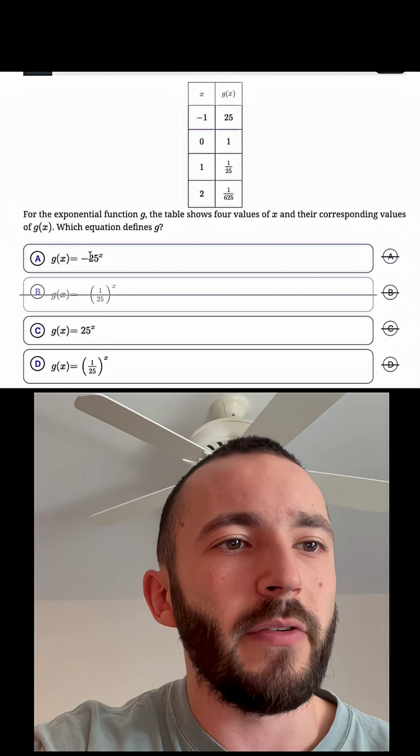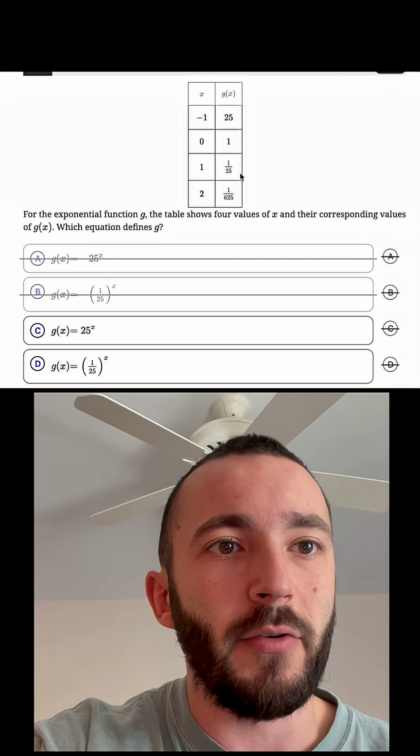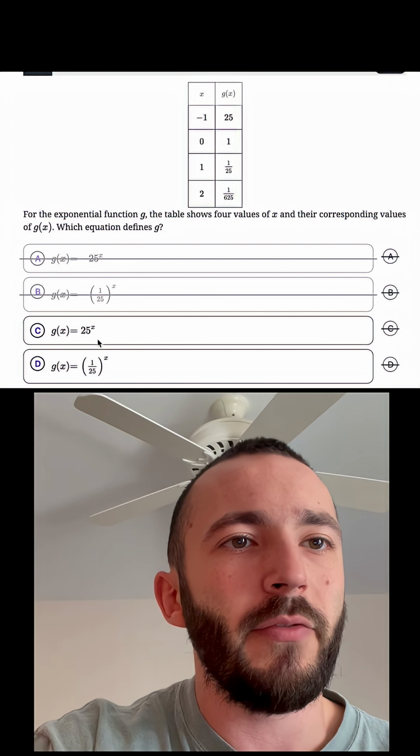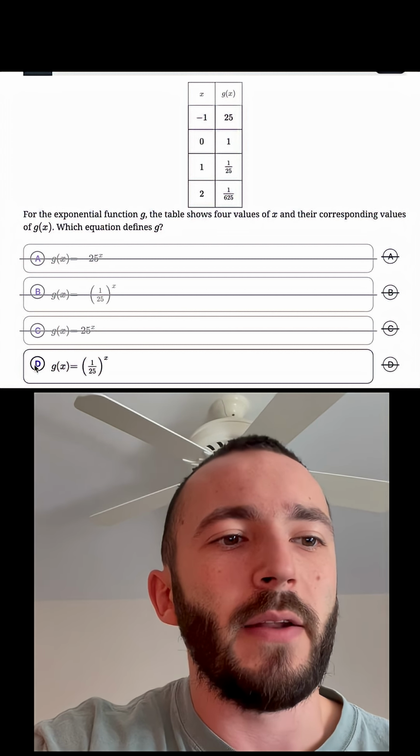The first one just gives us negative 25 to the first power. That's negative 25. That's not 1 over 25, which is what we're looking for. Then 25 to the 1, that doesn't work. And the last one absolutely works. That is our correct answer.